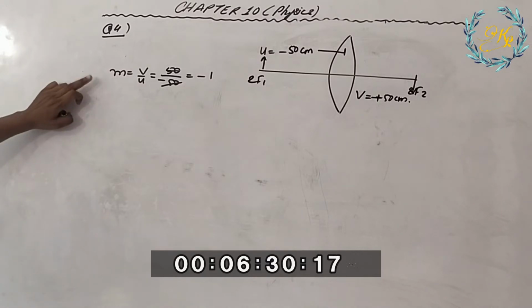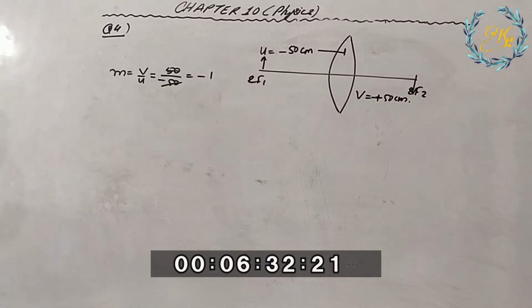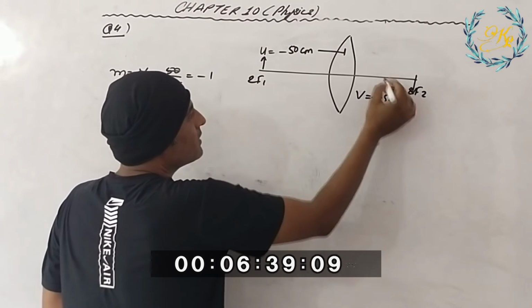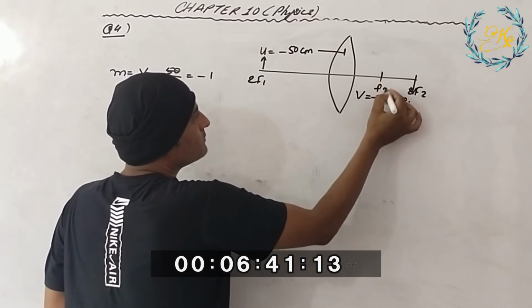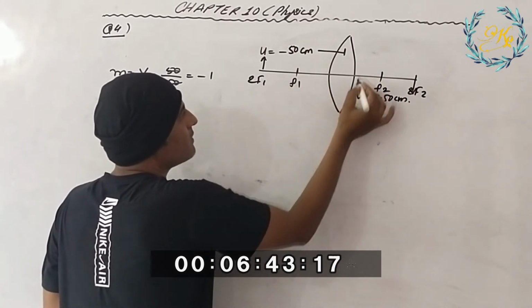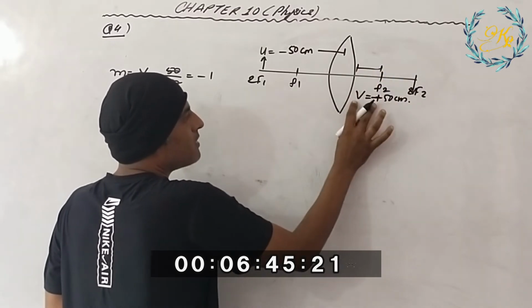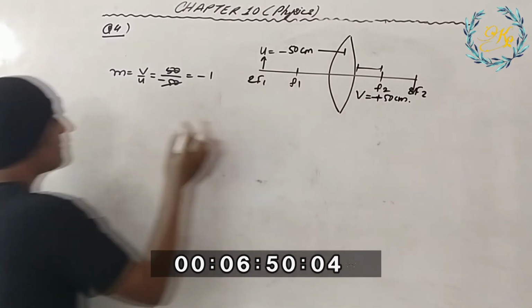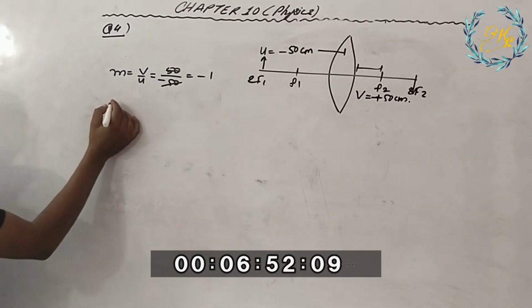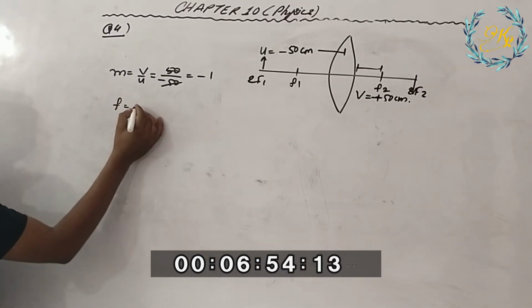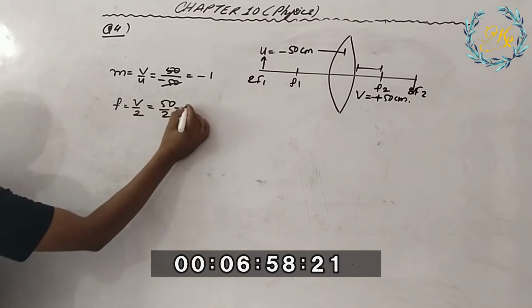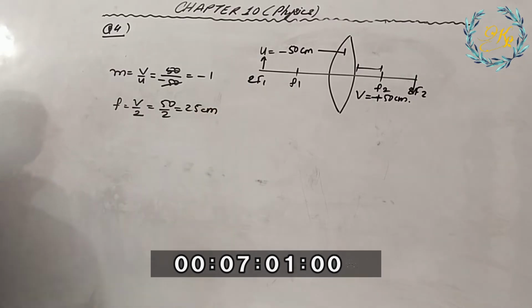So if we see here, then from this we can say that the value of image distance here is double the focal length, f1, f2. You can see here the value of focal length here is half of the image distance. It means the focal length will be half of image distance, 50 upon 2. Answer will be 25 centimeter.